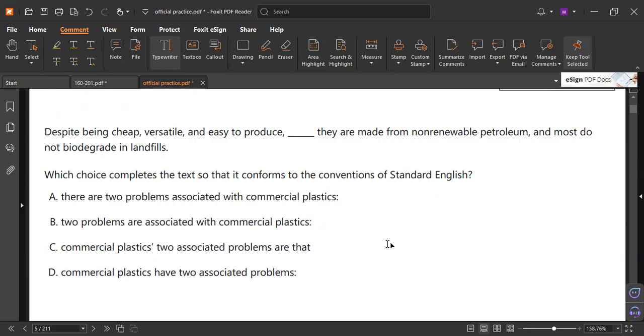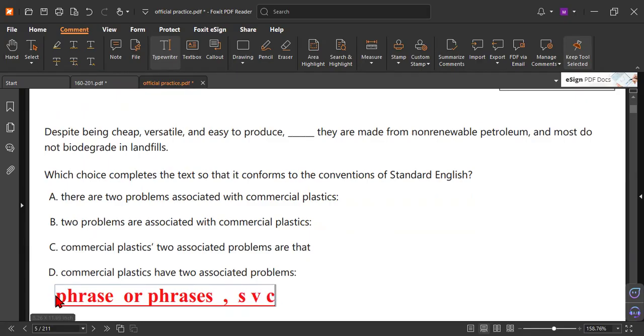This is the part about modifiers. As you know, we give you a phrase or phrases. After that, we need what is described before the comma: subject, verb, comma, and full stop. Now, what is being cheap, versatile, and easy to produce?